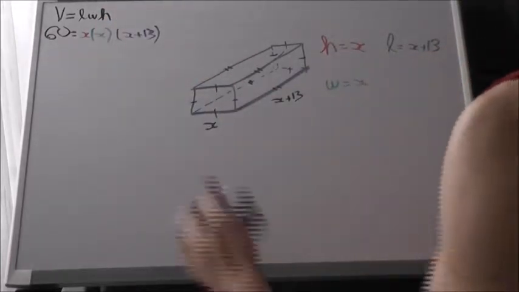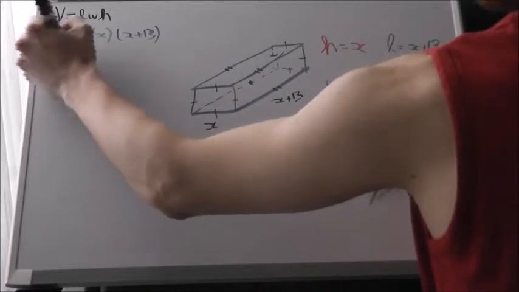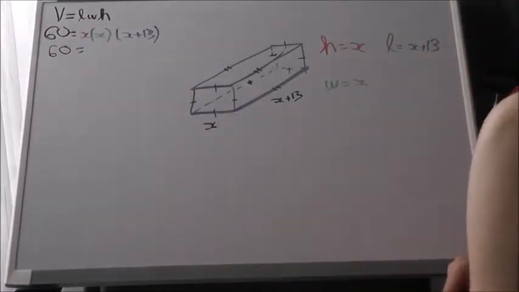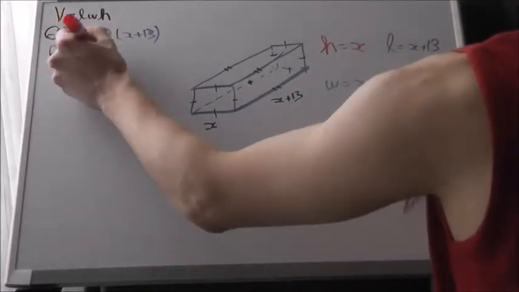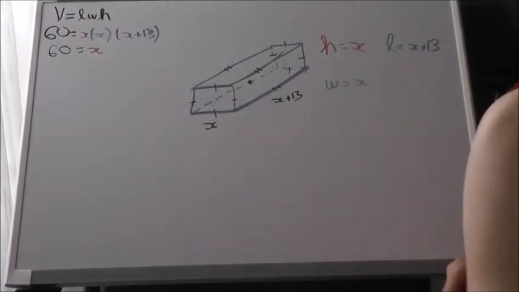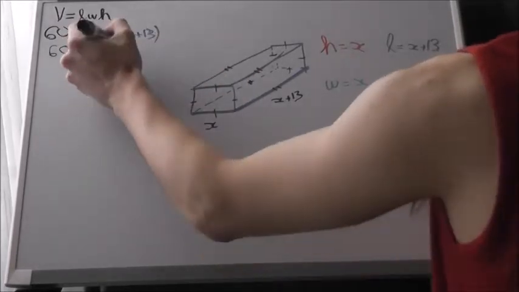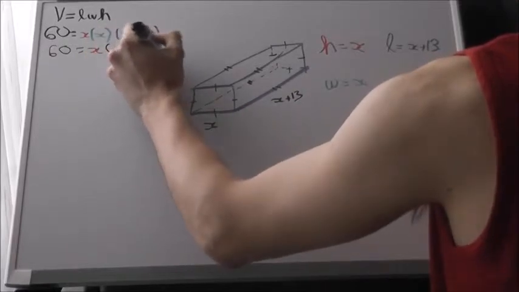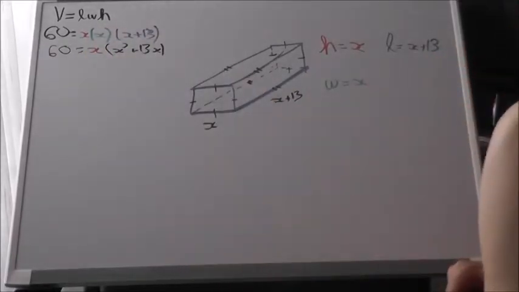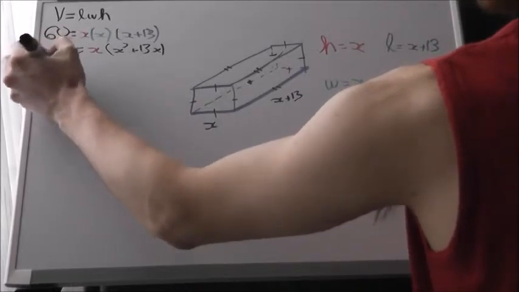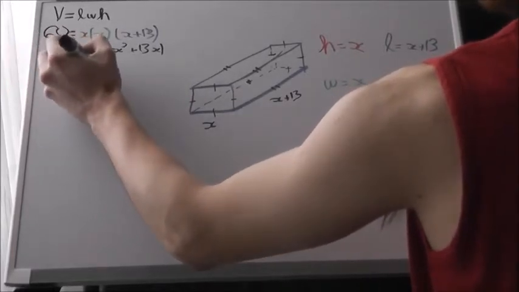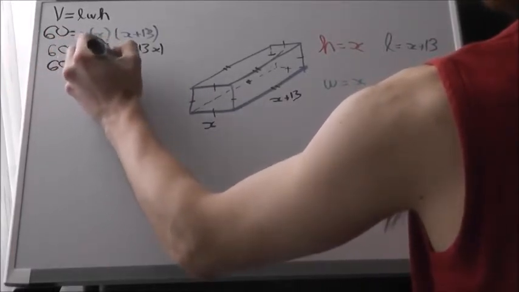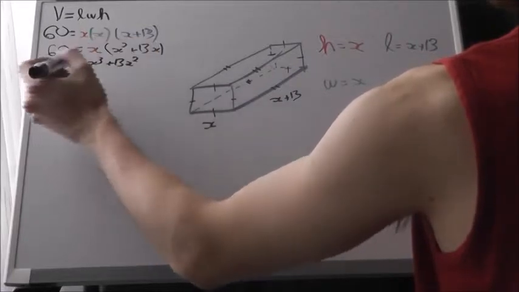Now in our next line, we are going to multiply our width and our height together. So we're going to put 1x into x plus 13. So we're going to have x again for our height times x squared plus 13x. Then we're going to multiply the other x into x squared plus 13. So we're going to have 60 is equal to x cubed plus 13x squared.